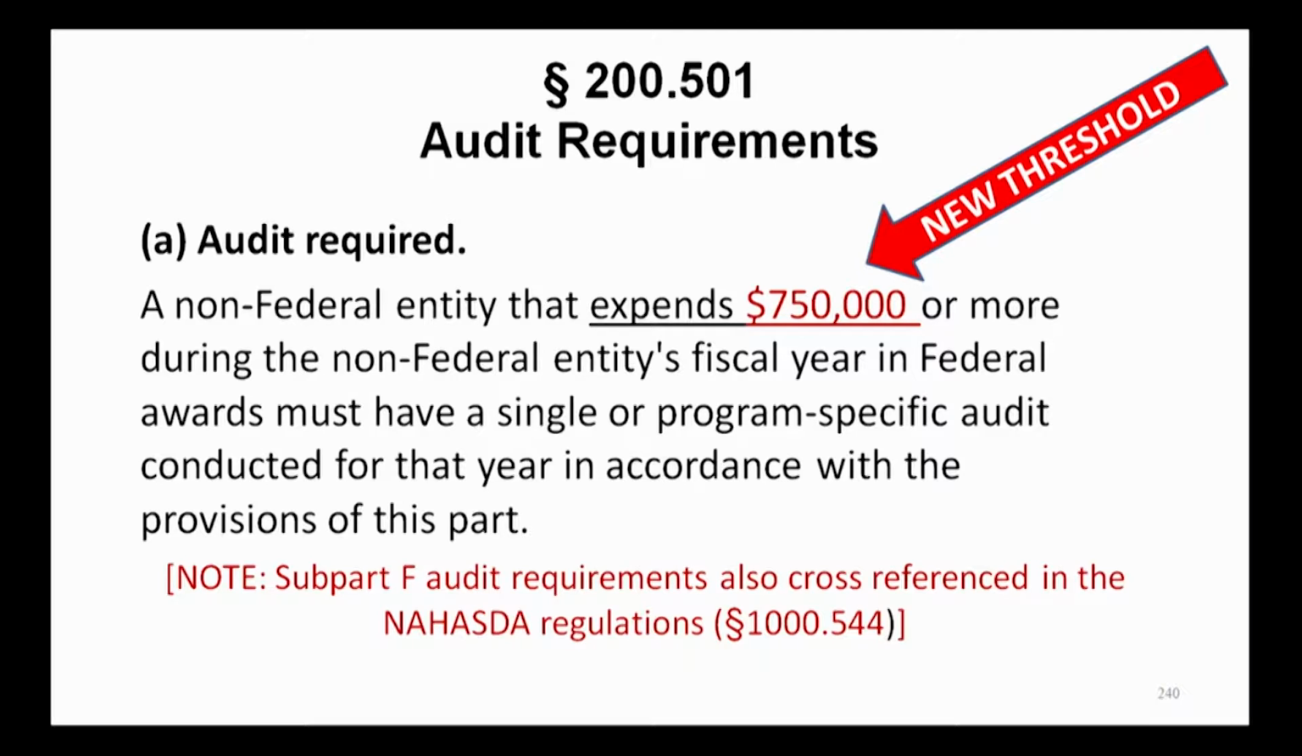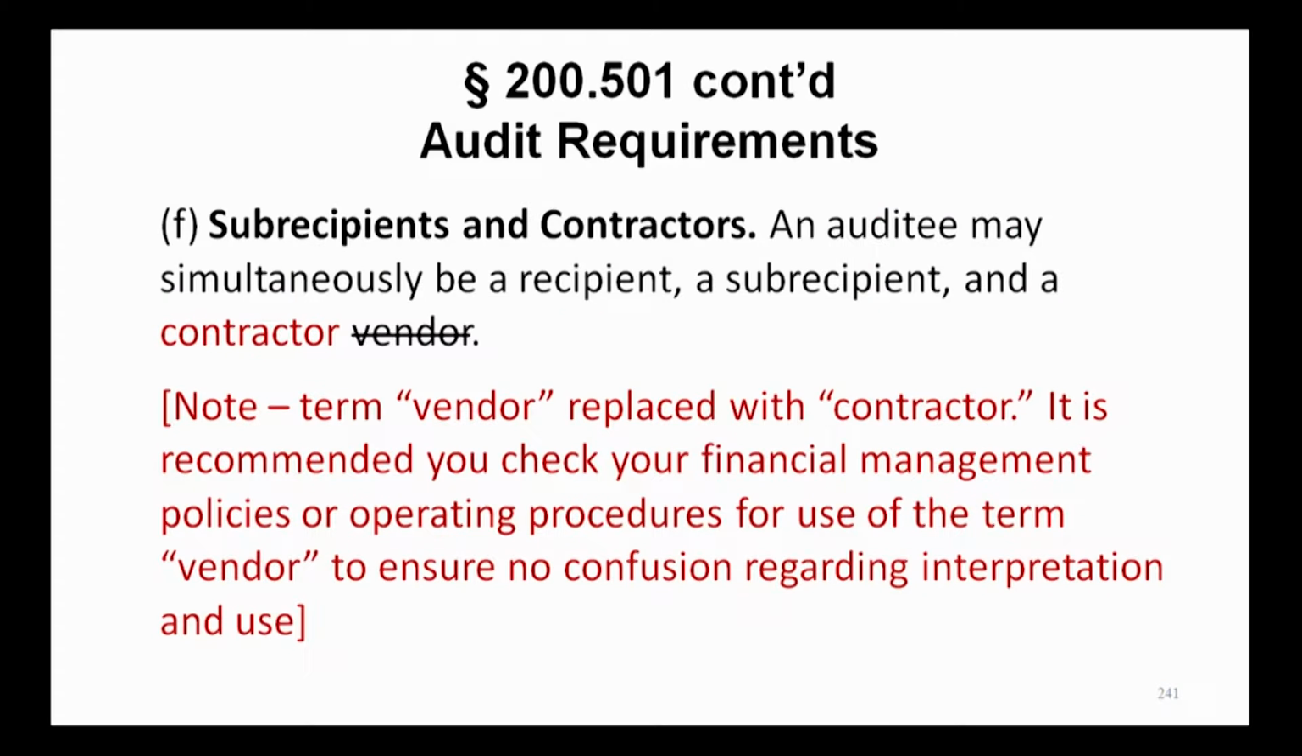The first one, 200.501, paragraph (a). We've already mentioned this, but this is the paragraph where the threshold is changed to $750,000. Note that subpart F of the NAHASDA regulation also addresses program-specific requirements for audits for the Indian Housing Block Grant. So it's sort of a duplication, but it reinforces the audit requirements under the Indian Housing Block Grant program at 1000.544. Then paragraph (f), subrecipients and contractors.